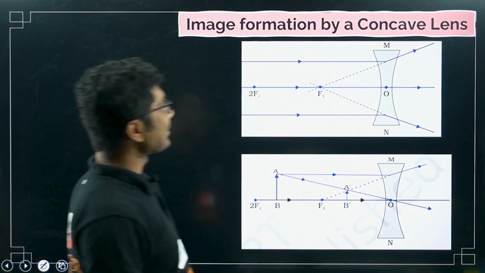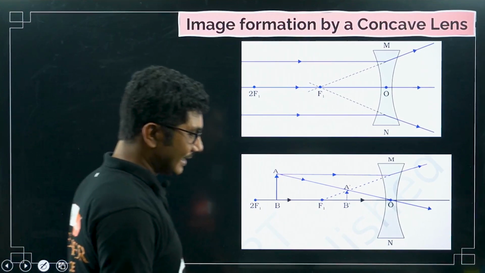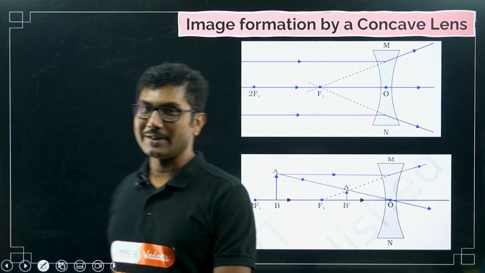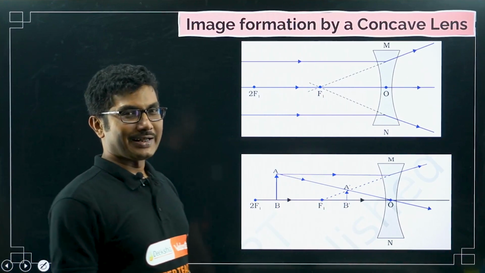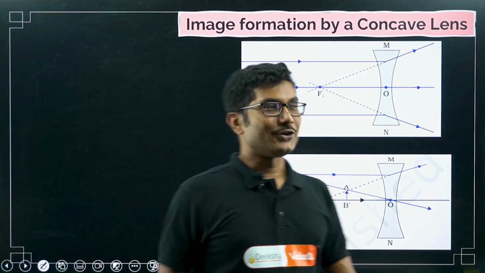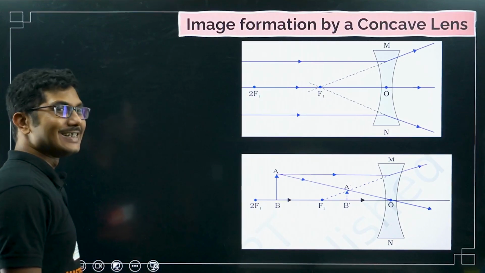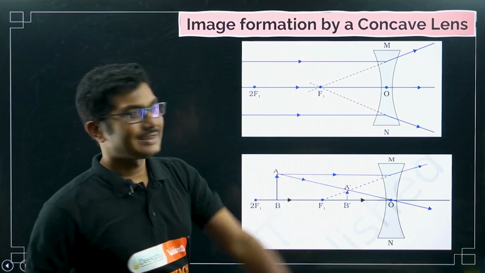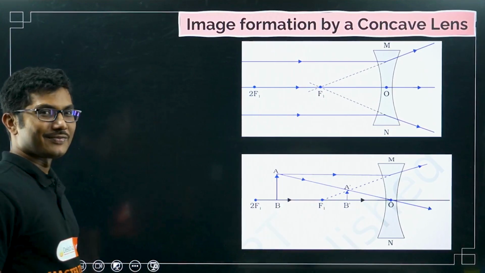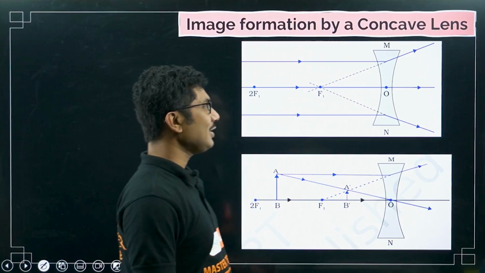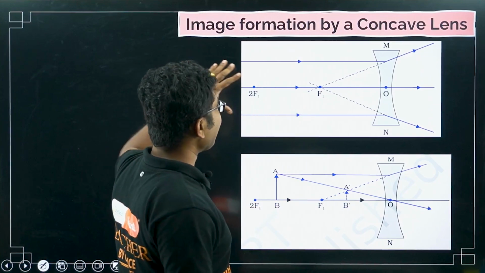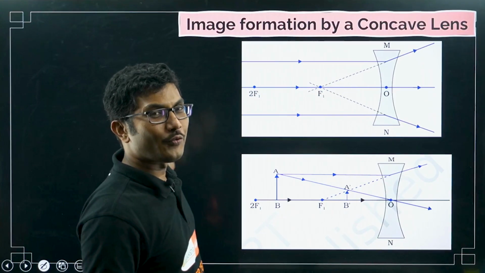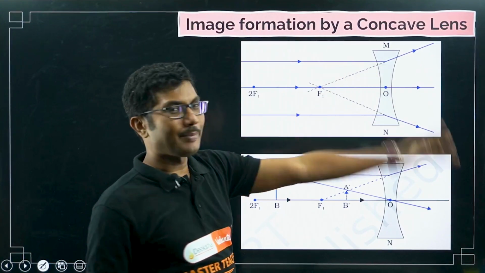Now, image formation by a concave lens. In the case of mirrors, first we learned about convex mirrors, then we learned about concave mirrors. In the case of lenses, we will do the exact opposite. First we will learn about the concave lens, then we will learn about the convex lens. As the first case, the object is at infinity, so the rays of light are parallel. Infinity means so far that the light rays have become parallel.